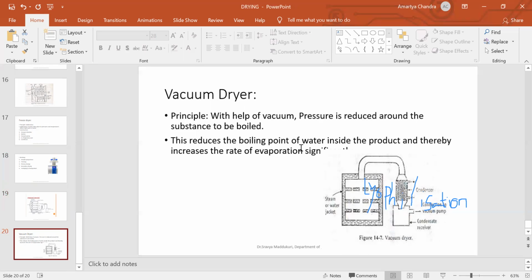So when you reduce the boiling point of water inside the product, it increases the rate of evaporation significantly. What you are trying to do is handle thermolabile substances, the substances which cannot be heated to 60, 70 degrees centigrade. What you do is apply vacuum so that low vapor pressure is created. When low vapor pressure is created, boiling point decreases.